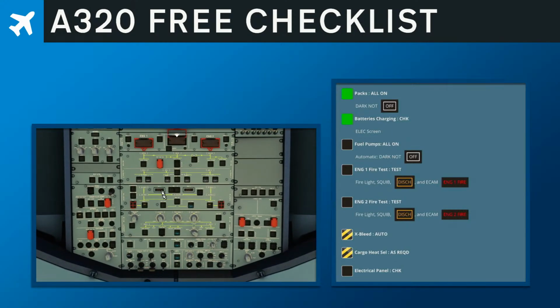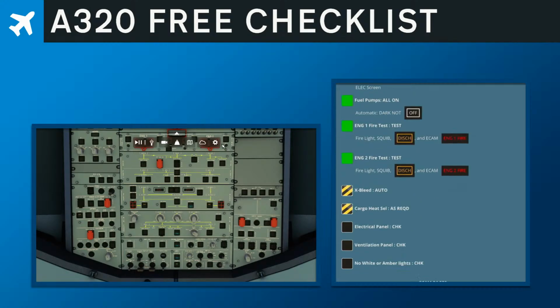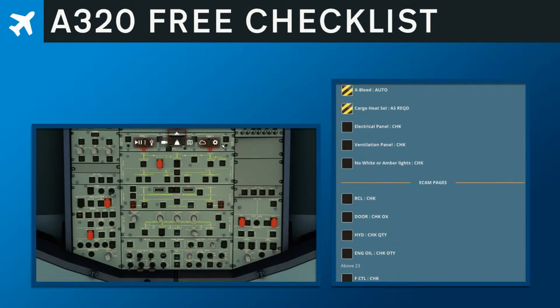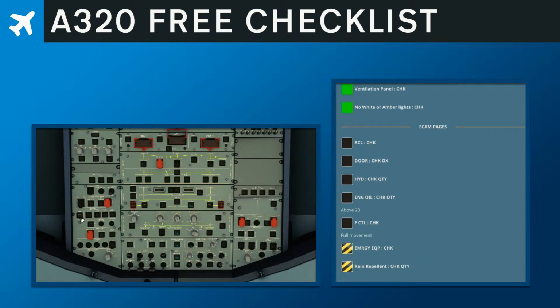So we now go back to the overhead, and we have all the fuel pumps are on. Fuel pumps are on. Now we can do the fire test in engine 1. And now engine 2. Done. And now we just check the electric panel is all as expected, and we check that the ventilation panel is as expected, and there are basically no white lights shown. We've got a couple of alarms still or faults, but they'll correct themselves if we work our way through.